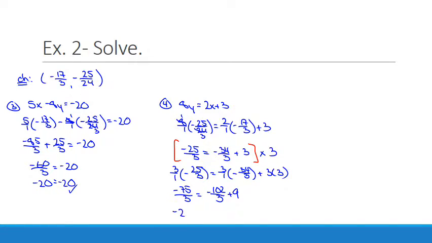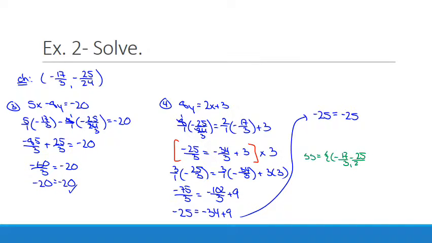So that's going to work out to negative 25. Negative 102 over 3 works out to negative 34 plus 9. A little bit more work to do. My left side's already done. Let's finish the right side though. Negative 34 plus 9 actually ends up being negative 25 as well. So then I know my answer is as follows. It's what we thought. Negative 17 over 3 and then negative 25 over 24, which are really strange answers.